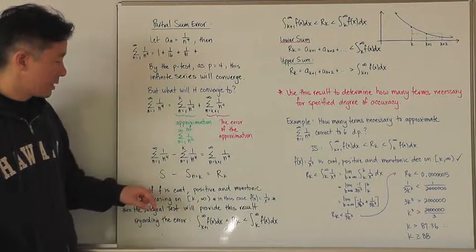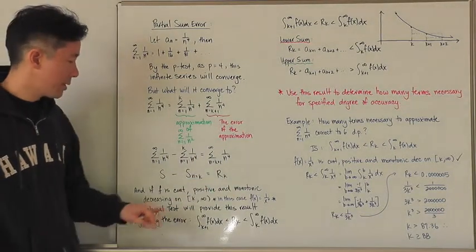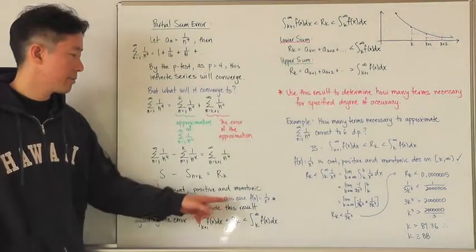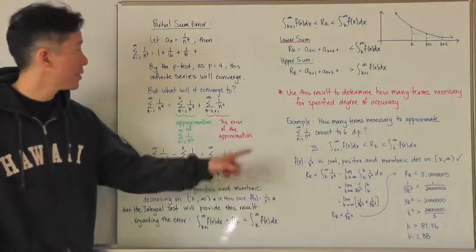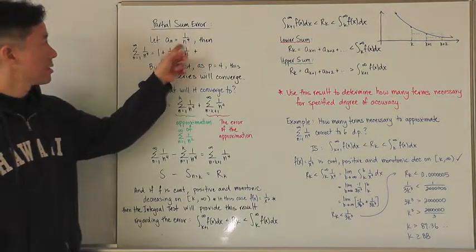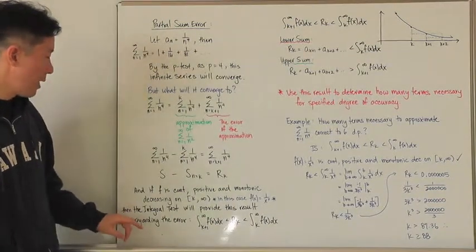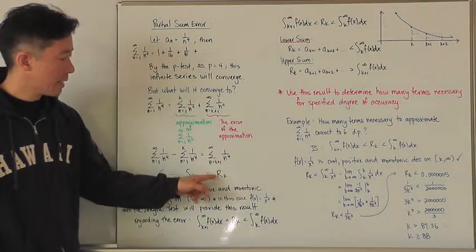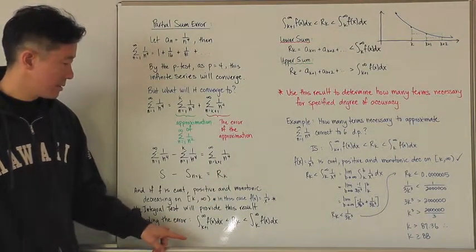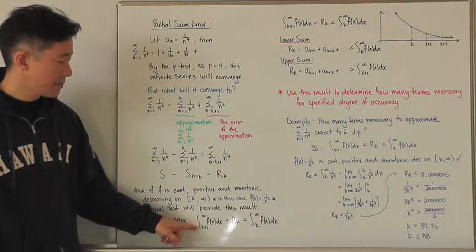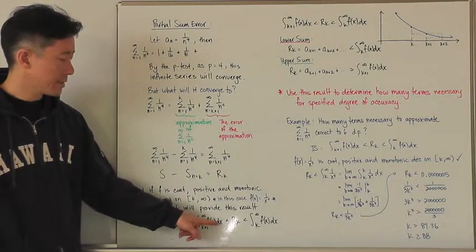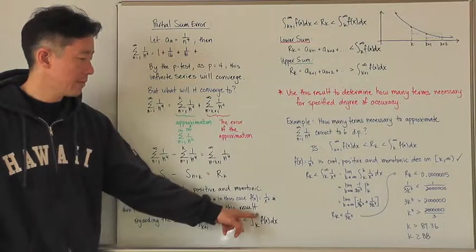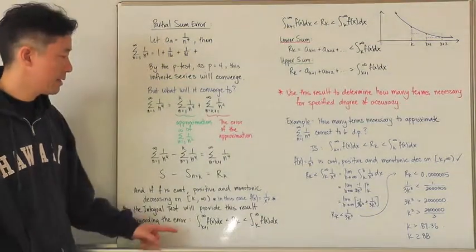Now there's an important result that we want to take a look at. It says if f is continuous, positive, and monotonic decreasing on the interval from k to infinity, and in this particular case we're going to use f of x equals 1 over x to the fourth, because that is what our sequence generator is, the integral test will provide this important result regarding the error. So now we're taking a look at this error value. It says that the integral from k plus 1 to infinity of f of x dx is less than the error, which is less than the integral from k to infinity of f of x dx.